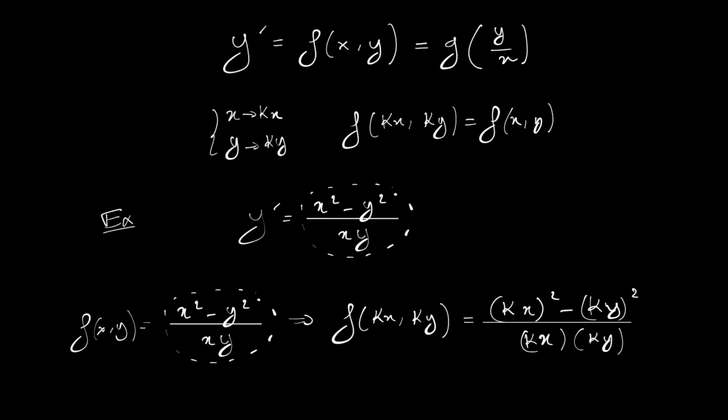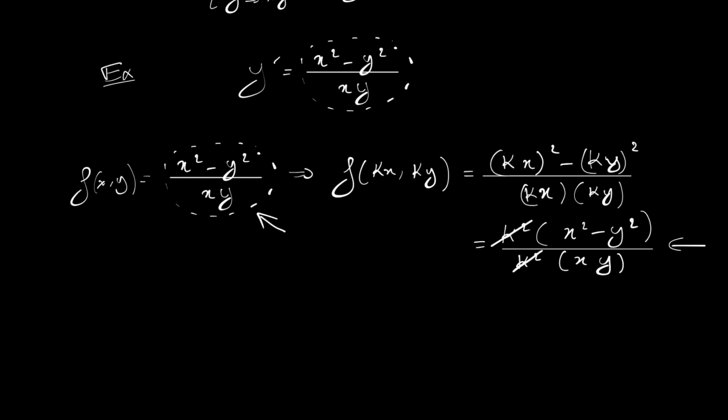Then by factoring k squared in the numerator and the denominator, we obtain k squared times x squared minus y squared over k squared times x times y. As you can see, k squared cancels out perfectly. We are left with our original function f of x and y. So this equation is indeed homogeneous.